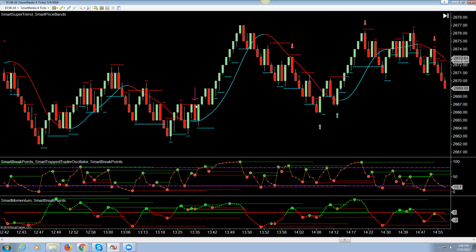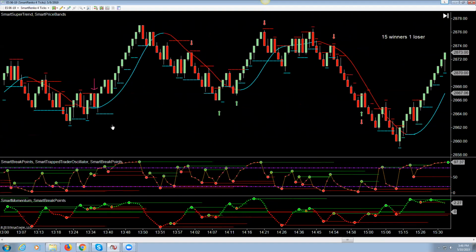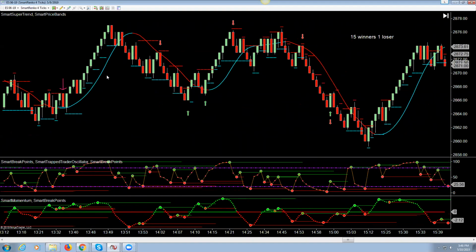Here's an alternate entry that we started using. We just started trading a couple of days ago. Here's a red smart price band, and price gets trapped. Price gets trapped by the red smart price band, room to grow, down we go.